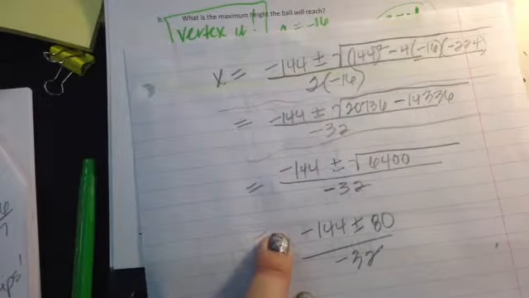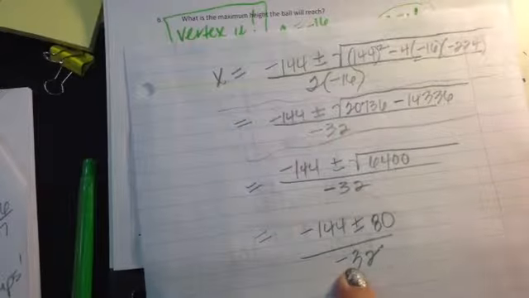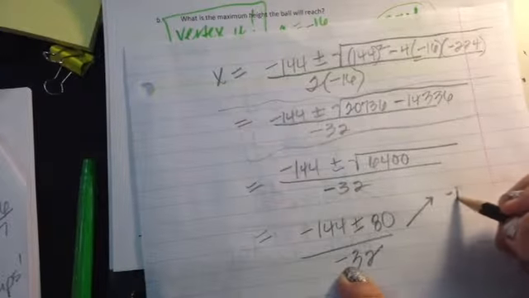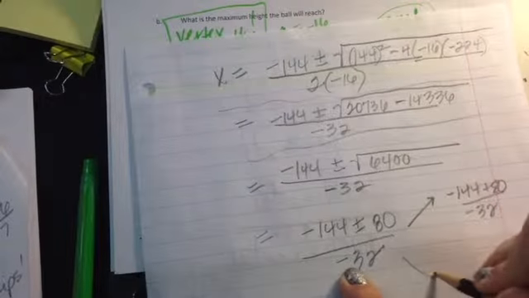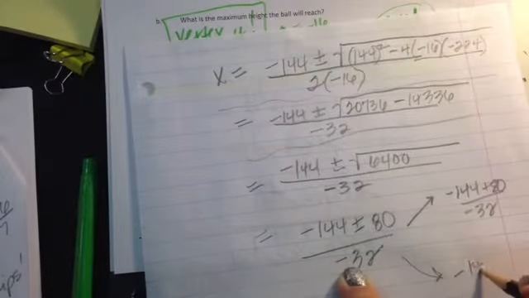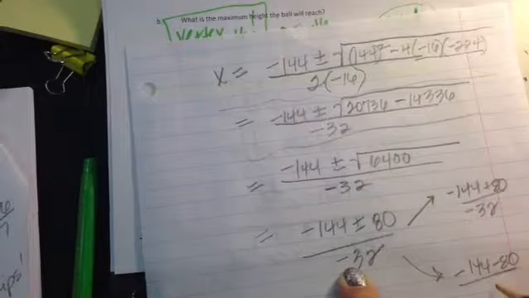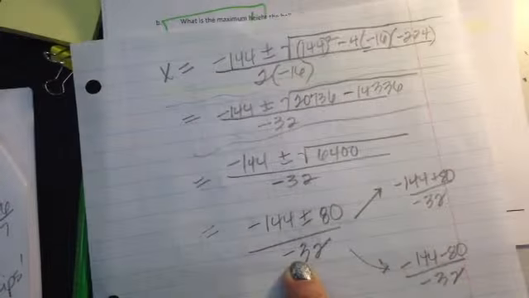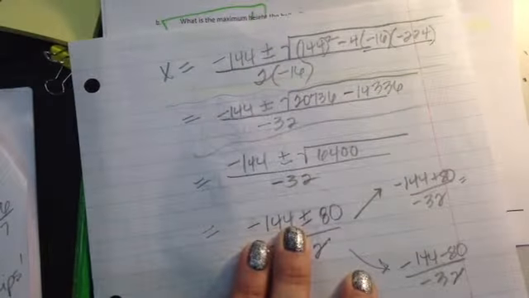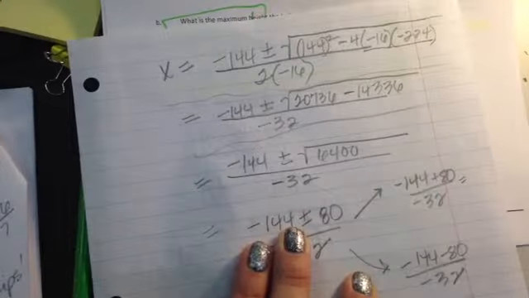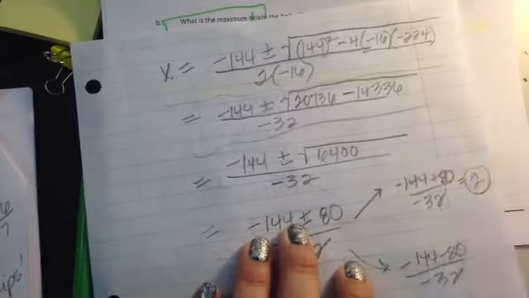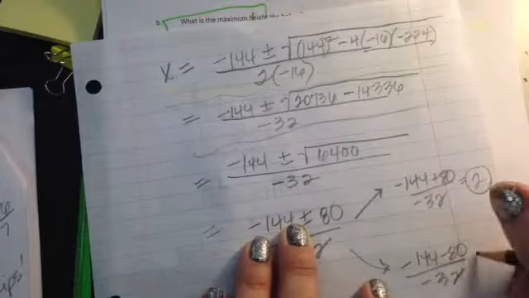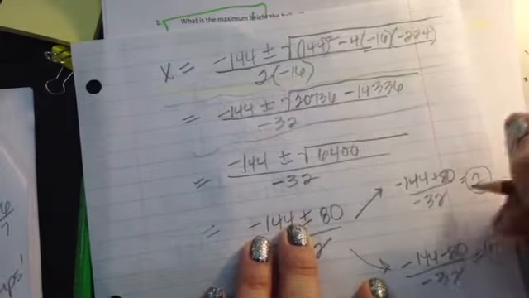I had a lot of people give me one answer for this problem, and there's actually going to be two. Negative 144 plus 80 over negative 32, and negative 144 minus 80 over negative 32. Do this math here. Negative 144 plus 80 divided by negative 32 is going to give me my 2. And I know this one works out to be 7.